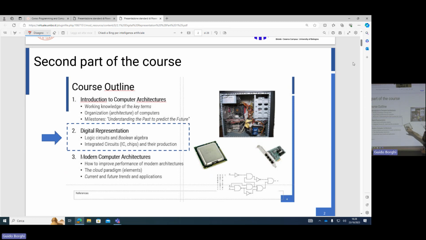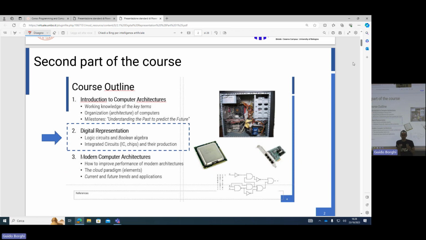Now we are going to focus on the digital representation. How is it possible to use the digital representation? We are going to see what the meaning of digital is in this case, to use computers, okay? How is it possible to use logic circuits and also Boolean algebra? We are going to introduce a new kind of algebra called Boolean algebra.